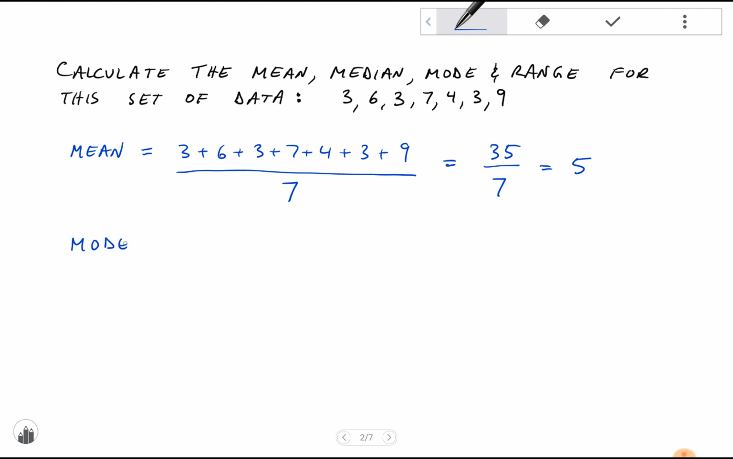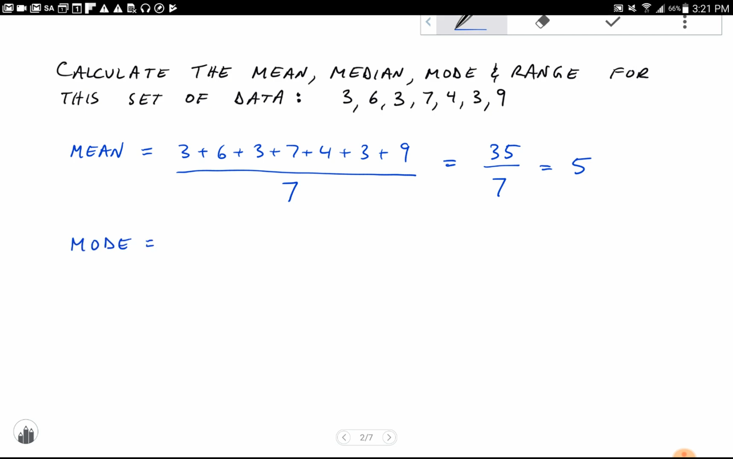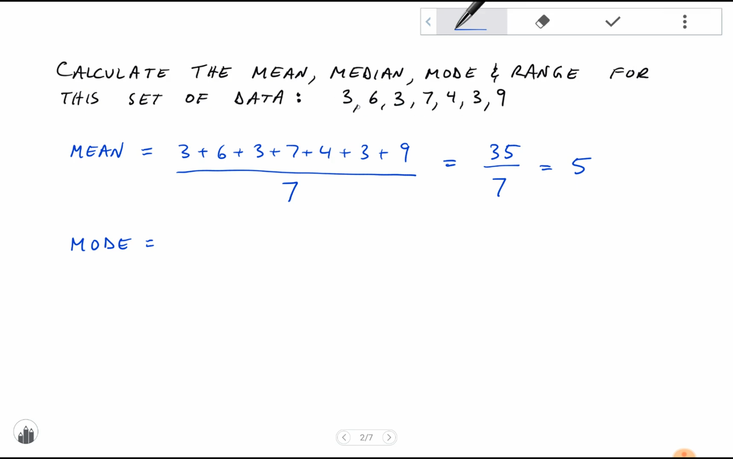All right, the mode. This is the value we see the most of. So it's pretty clear from this small set of data, there's three 3s. Everything else is only represented once. So the mode must be 3.